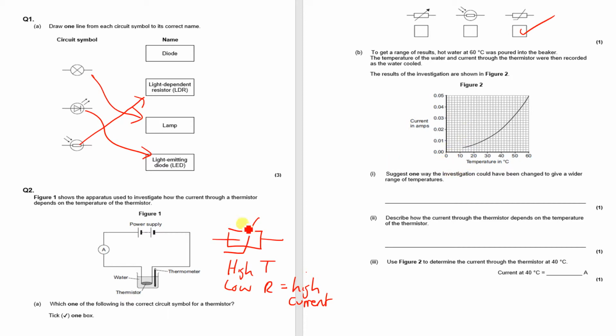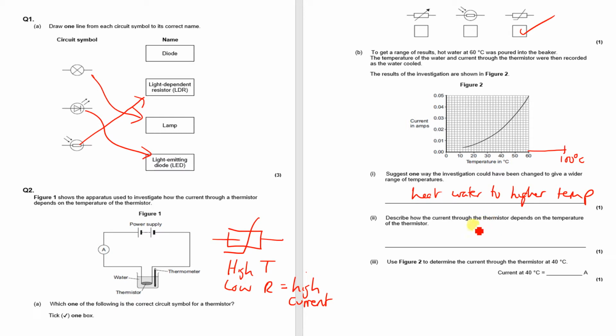Suggest one way the investigation could have been changed to give a wider range of temperatures. Well, they could have heated this liquid or cooled it down more using ice. So if we heat it up more, we might be able to heat it up to maybe 100 degrees C. So heat water to higher temperature.